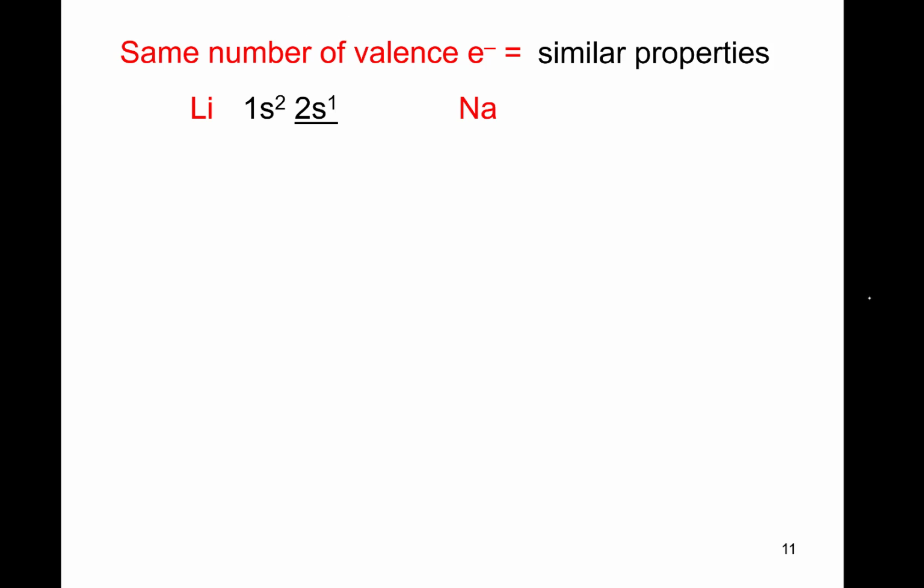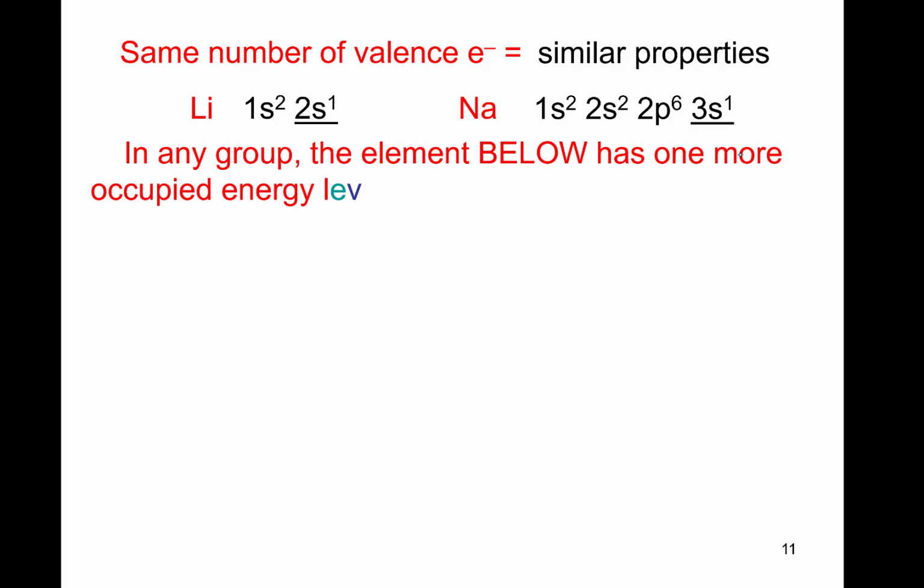Here is the electron configuration for lithium. And we look at the highest energy level, which tells us how many valence electrons there are, and we see that lithium has 1. Sodium, here's its electron configuration. Highest energy level is the 3rd, so we see that there is 1 valence electron there as well. So they have the same number of valence electrons, so lithium and sodium will have similar properties to each other.